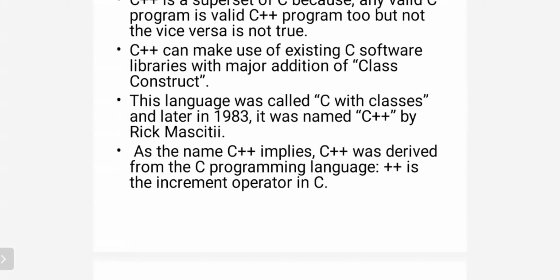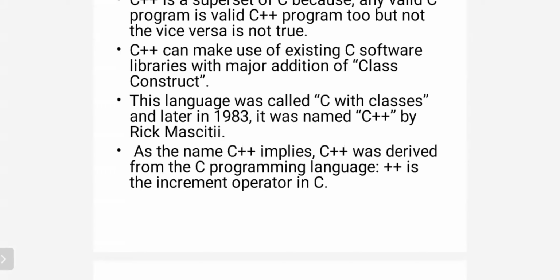++ is the increment operator in C. In the name itself, you understand C is a programming language and ++ is an increment operator. C is an existing programming language from the early 1960s, before the 1980s. But here we are implementing new concepts, so those new concepts were added. That's why they put ++. C++ is derived from the C programming language, and ++ is an increment operator in C.